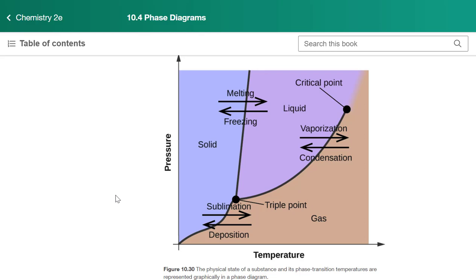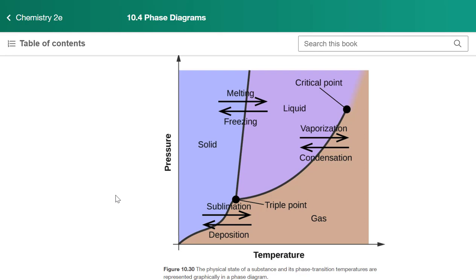It just so happens that for things like water, that pressure is lower than atmospheric pressure, whereas for things like carbon dioxide, that pressure is higher than atmospheric pressure, which is why we can see for carbon dioxide it goes from solid to gas without becoming a liquid. But if we were to do that at a higher pressure, we could see liquid carbon dioxide.